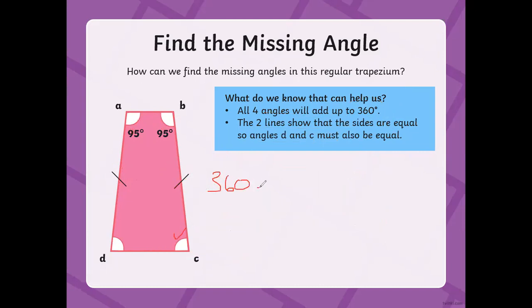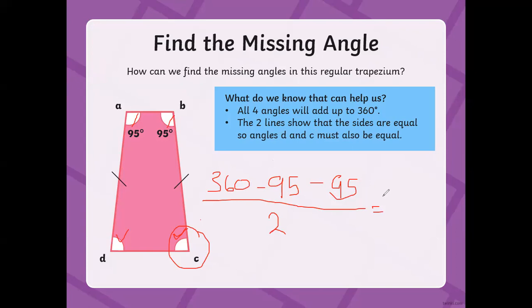360 minus 95 minus 95. You minus this, and then you divide your answer by 2 because you will get D and E. So to find one angle, you divide by 2. All of you, take your calculator now, work this out, and tell me what is your answer.